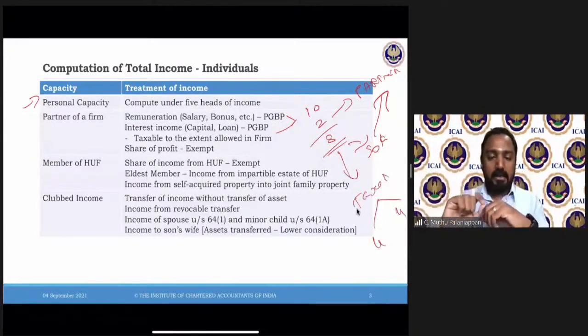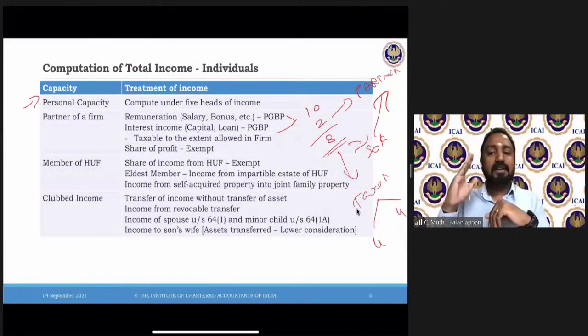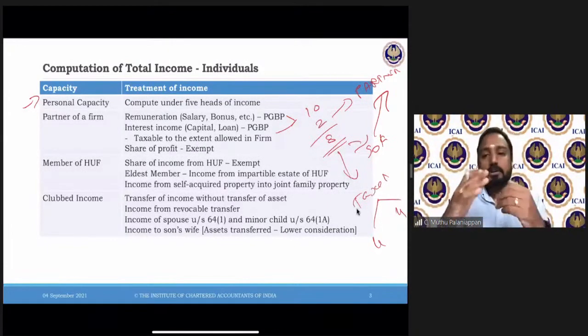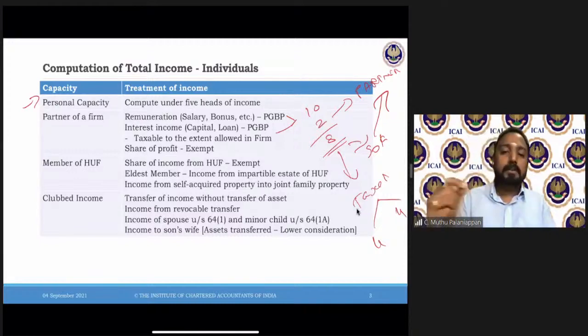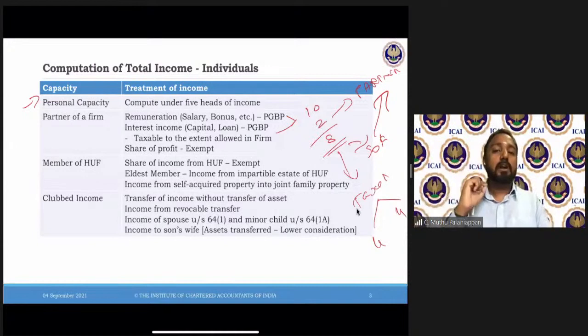So this is what we mean by remuneration taxable under PGBP. Interest is also taxable under PGBP. And then your share of profit is exempt in the hands of the partner, the partner of a partnership firm, not an AOP or BOA. And then member of HUF, and that is also straightforward. Any income that you receive from HUF is exempt. The reason is the same concept we discussed in the firm. HUF has already paid tax on that income, so I will not pay again.